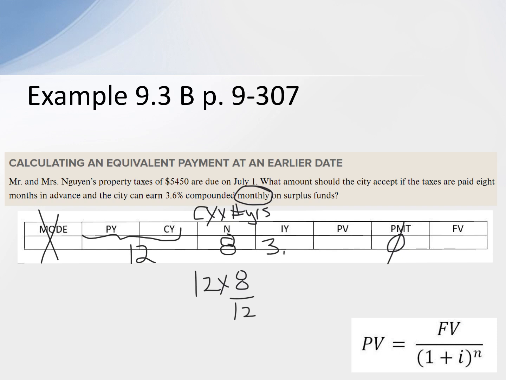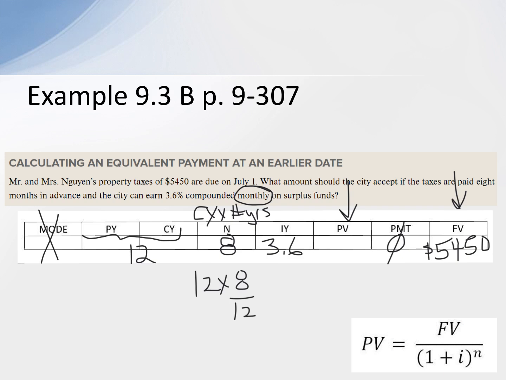IY is 3.6%. Our future value is the value of the property tax on July 1st. So that will be $5,450. And we're trying to find out what the present value, or what value is that tax payment if it's paid 8 months earlier. Remember that a present value is always going to be less than a future value.